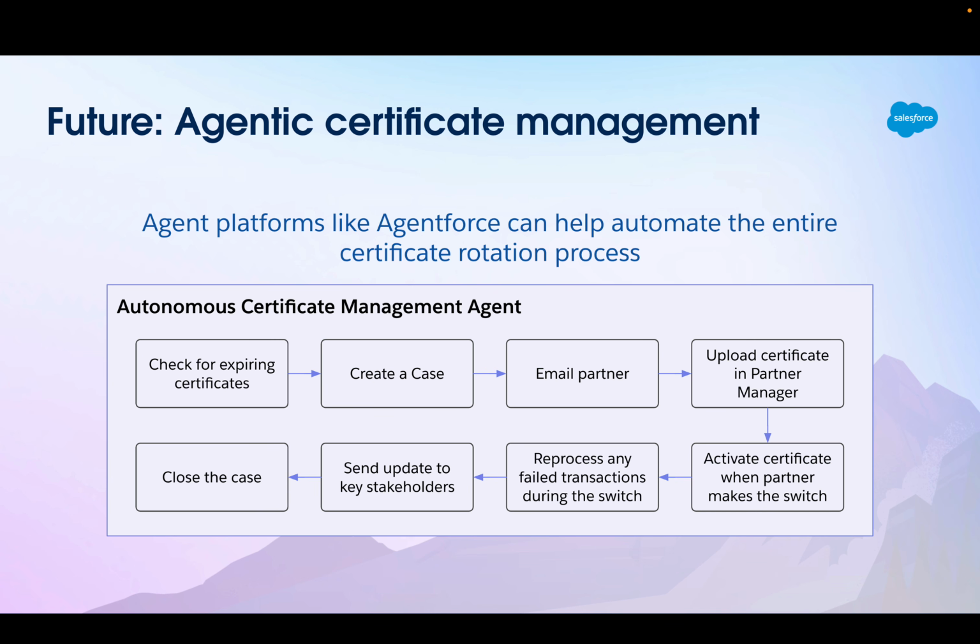With the evolution of the agentic platforms like Agentforce, the entire workflow of certificate rotation can be fully automated through autonomous agents that can check for expiring certificates, create support cases in Service Cloud, email the partner, and check for the new certificate coming back from the partner and upload them in Partner Manager and activate them when the certificate is ready to be switched, and reprocess any transaction that may have failed during the switch, and send updates to all key stakeholders, both within the organization and with the partners, essentially removing human intervention completely out of the equation from certificate rotation process, which is very, very common in the B2B integration space.